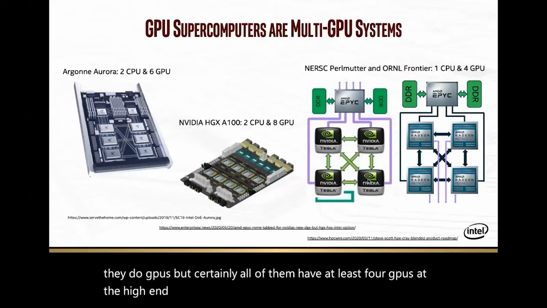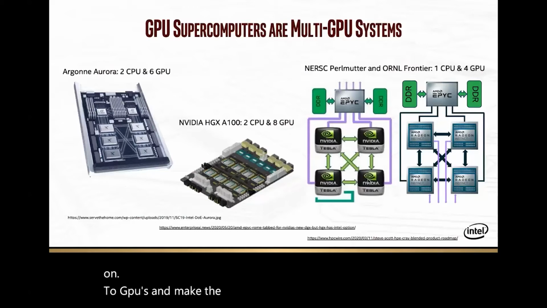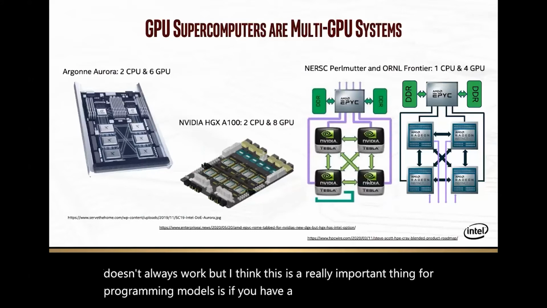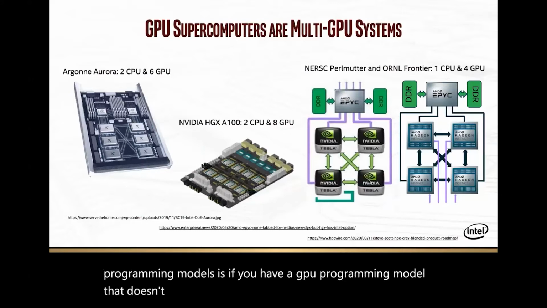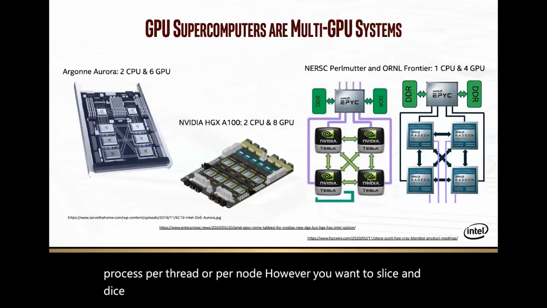and I think that will continue because once you sort of buy into the GPU idea, it makes sense to just push a lot of the work onto GPUs and make the CPU kind of a helper. If you can do it, doesn't always work. But I think this is a really important thing for programming models: if you have a GPU programming model that doesn't work really, really nicely with multiple GPUs per process, per thread, or per node, however you want to slice and dice it, you're not going to be able to use these next-gen systems effectively.